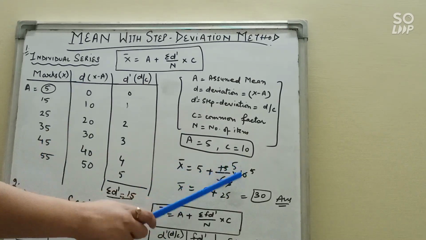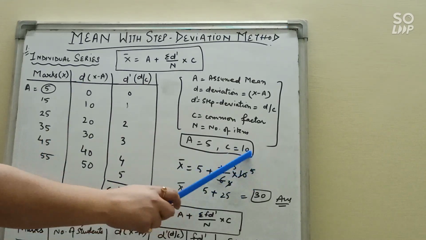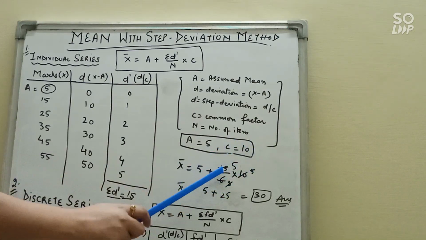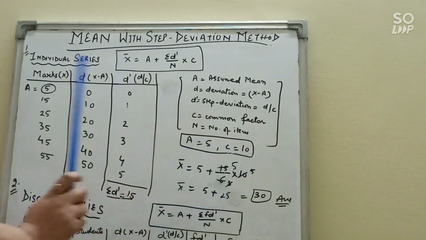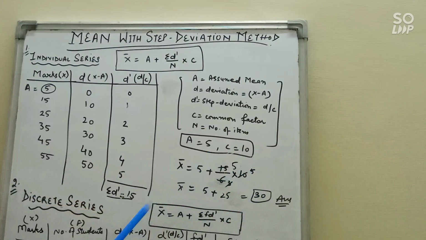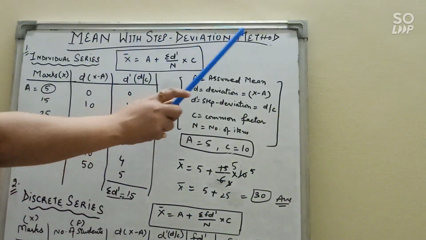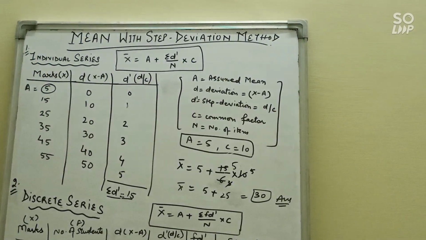So now put the values and calculate. First you will solve this portion. When you solve this portion, after cutting we have 25. So 5 plus 25 is equal to 30. In this way we can calculate mean with the help of the step deviation method in an individual series.